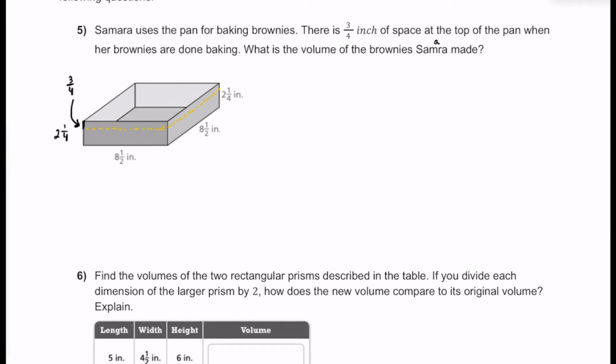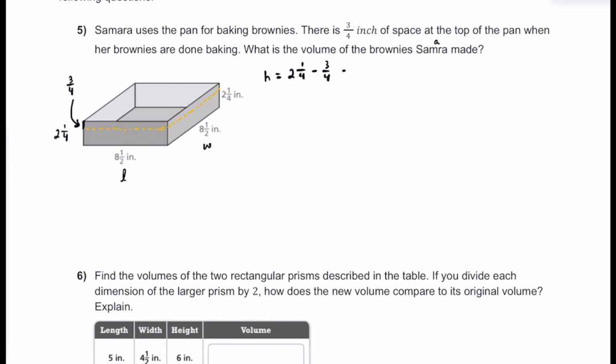So how tall are the brownies? Well, we already know the length of the brownies and we already know the width of the brownies. It looks like there's a square pan here, but how tall are the brownies going to be? Well, the height of the brownies is actually going to be 2 1/4, the whole height, minus all that empty space for the tops of the brownies there, right?